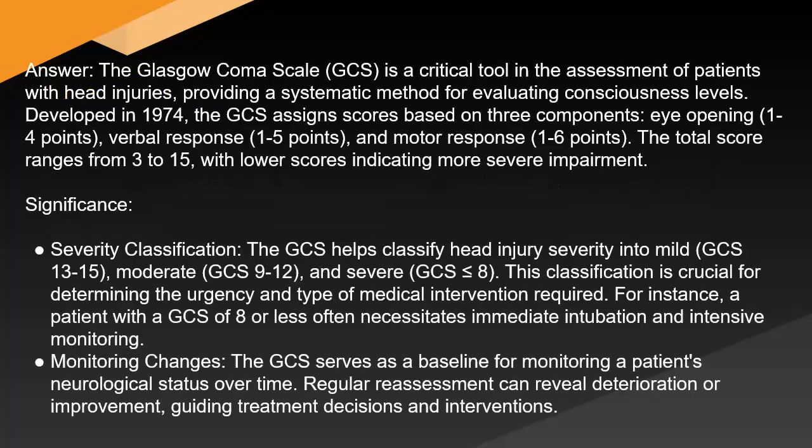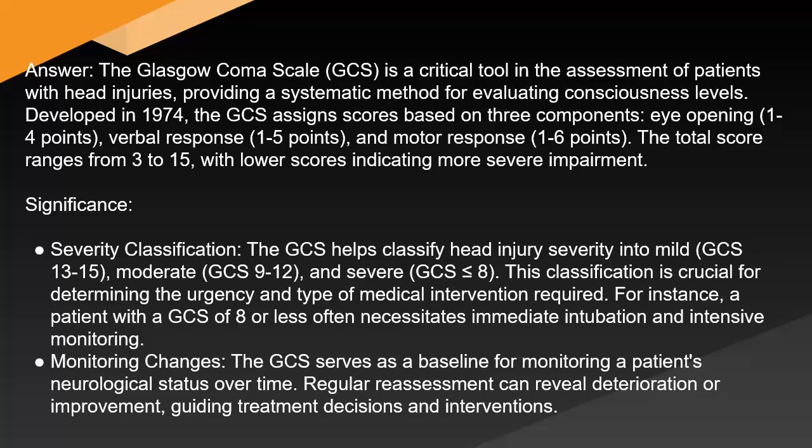Discuss the significance of the Glasgow Coma Scale (GCS) in assessing patients with head injuries. Answer: the Glasgow Coma Scale is a critical tool in the assessment of patients with head injuries, providing a systematic method for evaluating consciousness levels. Developed in 1974, the GCS assigns scores based on three components: eye-opening, 1 to 4 points; verbal response, 1 to 5 points; and motor response, 1 to 6 points. The total score ranges from 3 to 15, with lower scores indicating more severe impairment.